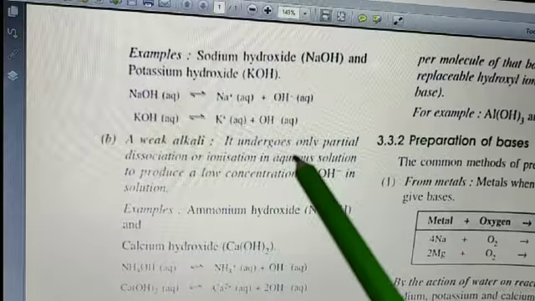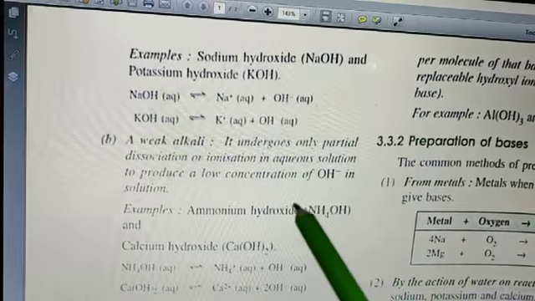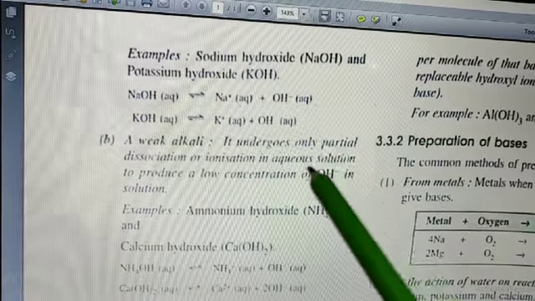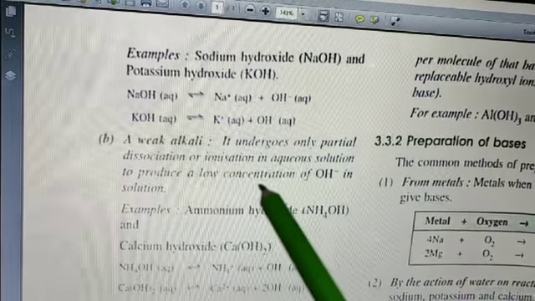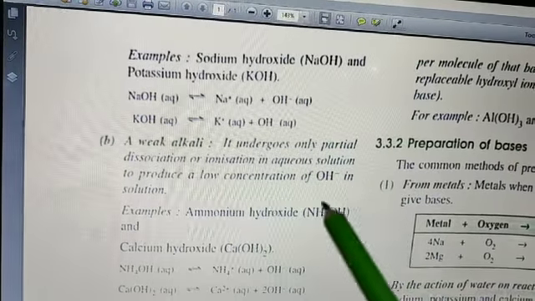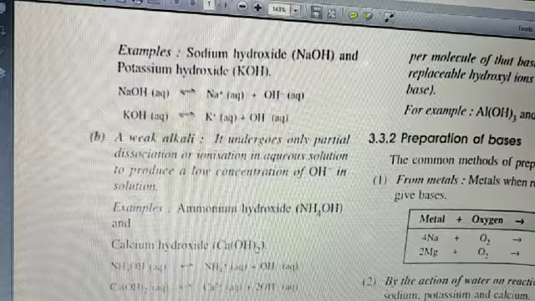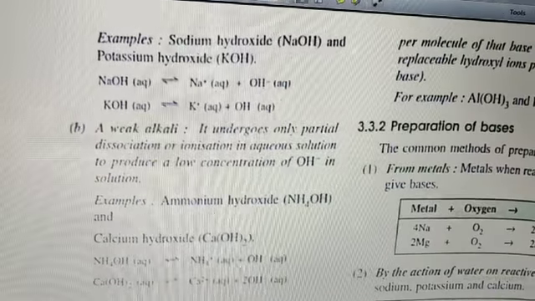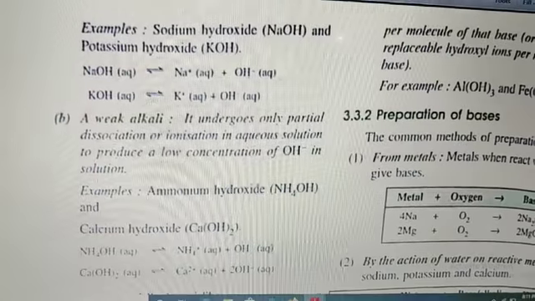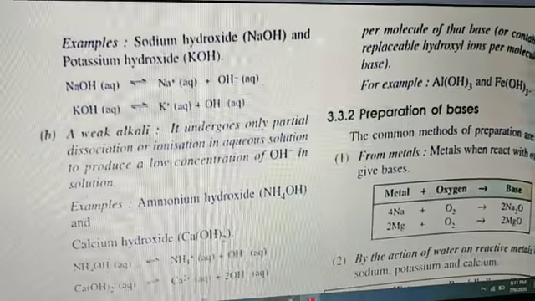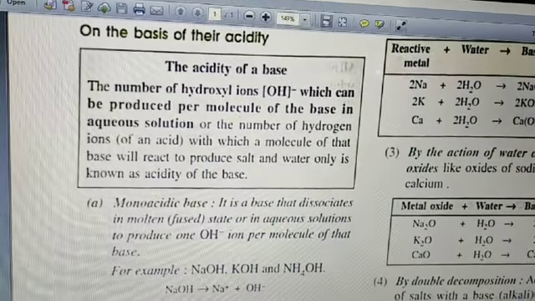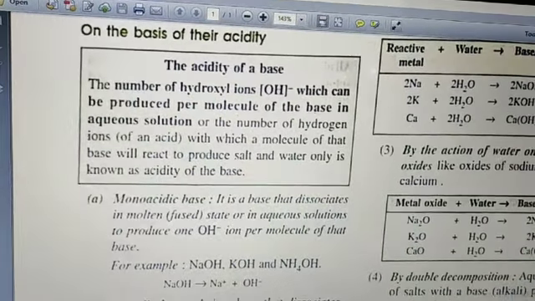Whereas a weak alkali, when you dissolve it in aqueous solution, will only undergo partial dissociation or ionization to produce a low concentration of OH minus ion in the solution. Example, ammonium hydroxide. So ammonium hydroxide or calcium hydroxide, when you dissolve in water, will give you a low concentration of OH minus ion.